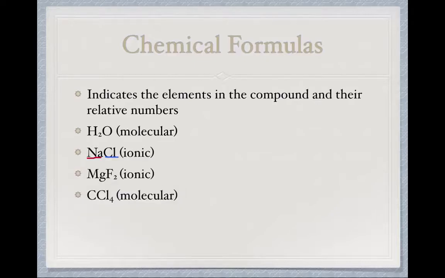I have magnesium fluoride there, MgF2, saying I have 1 magnesium ion and 2 fluoride ions, and that is also ionic. And this gives me again that relative ratio. For every 1 magnesium ion, I have 2 fluoride ions in that lattice. And then my last one there is molecular. Notice we have 2 nonmetals, carbon and chlorine, and this tells me I have 1 carbon and 4 chlorine atoms in that molecule.